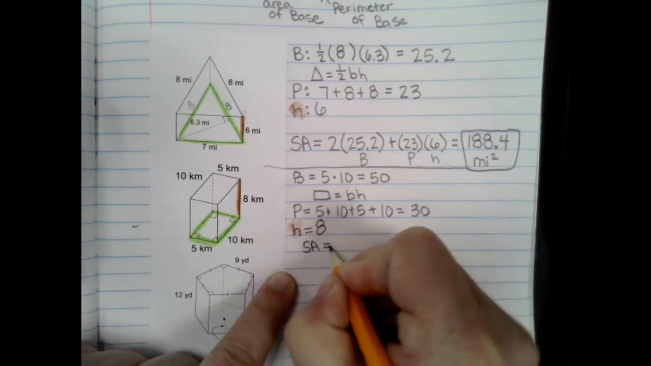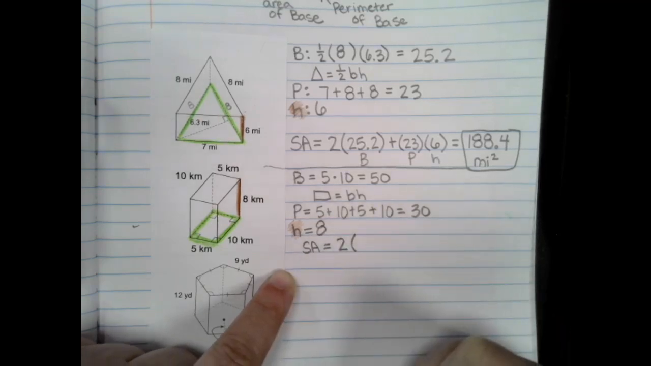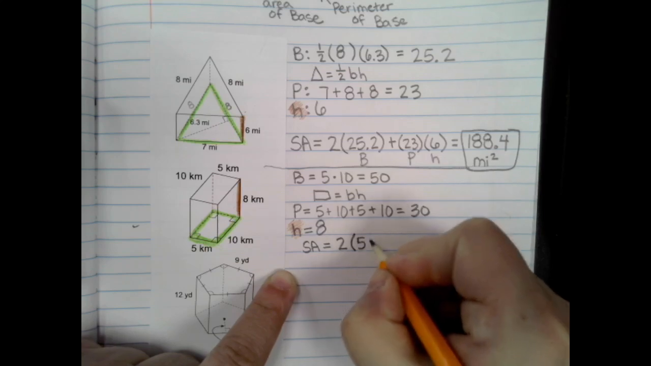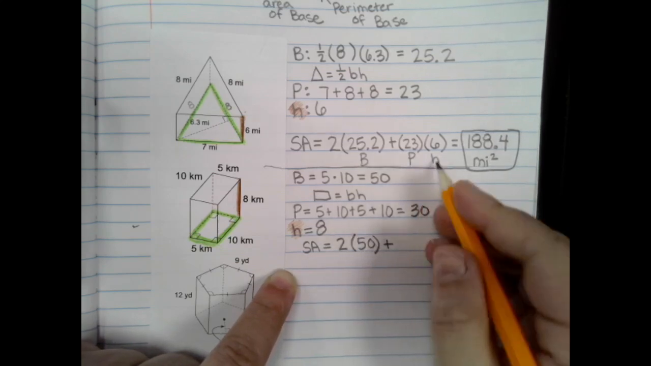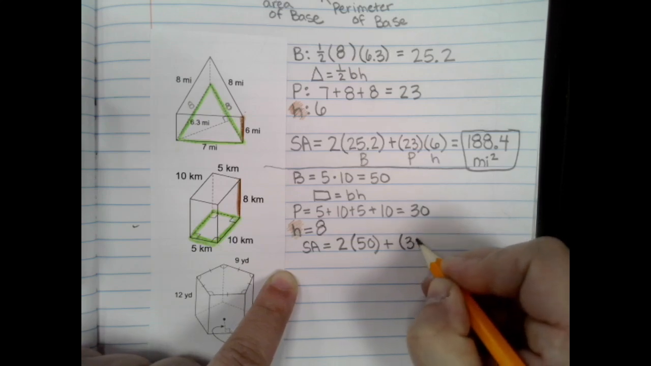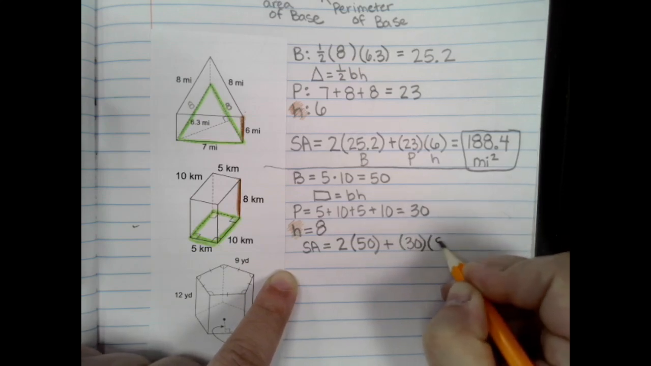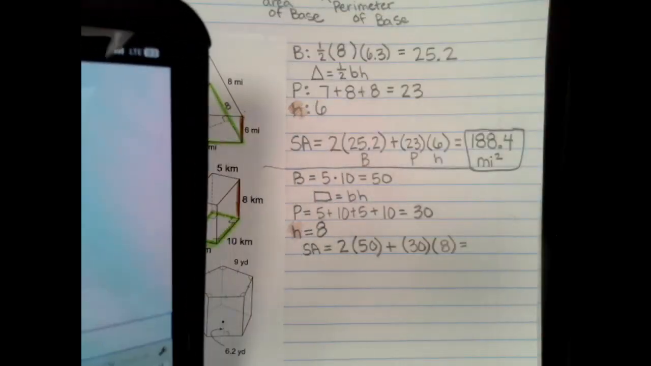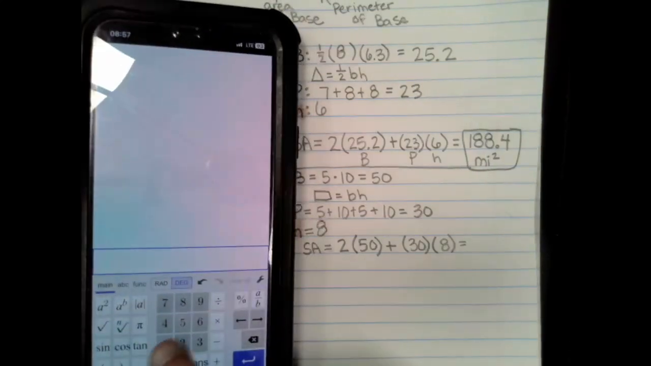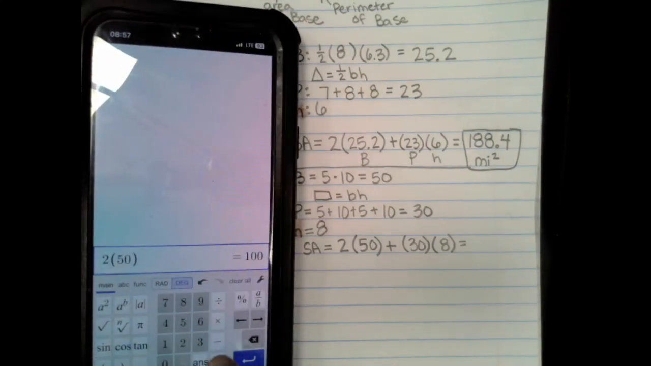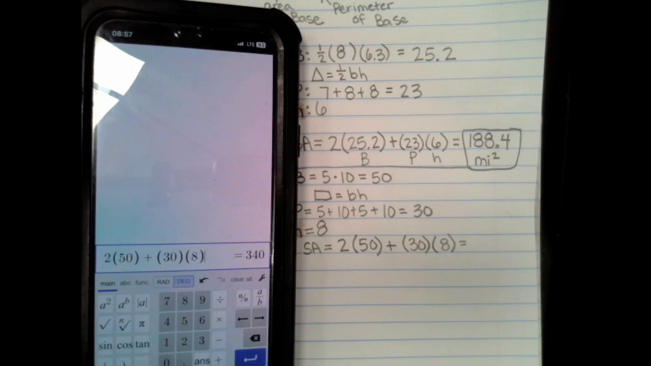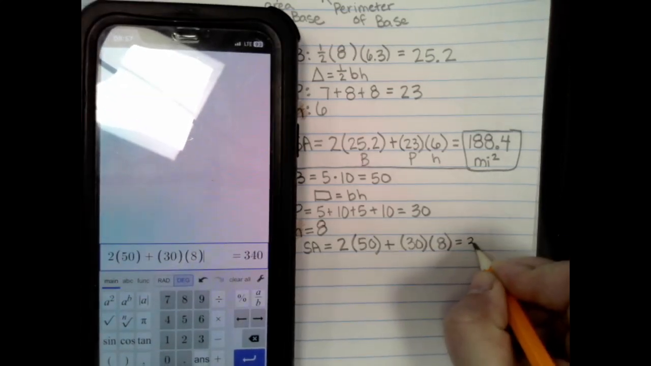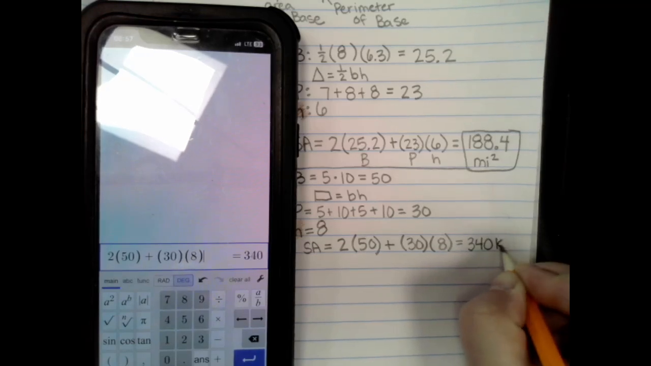Surface area equals 2 times the area of our base. What was our area of the base? 50. Plus perimeter times height. So our perimeter is 30 times our height, 8. Okay, so 2 times 50 plus 30 times 8. We get a nice even number there, 340 square kilometers. Good.